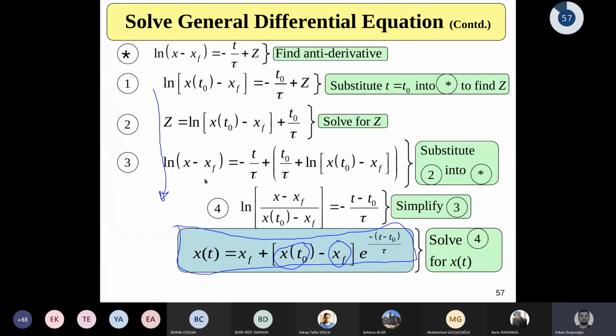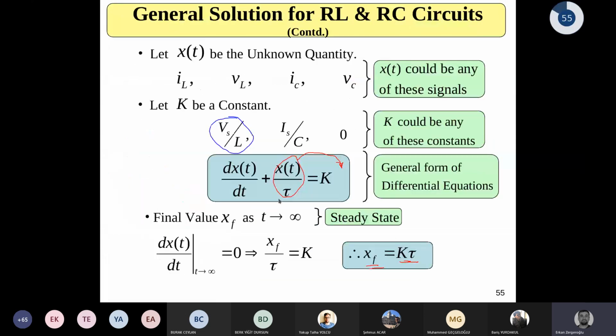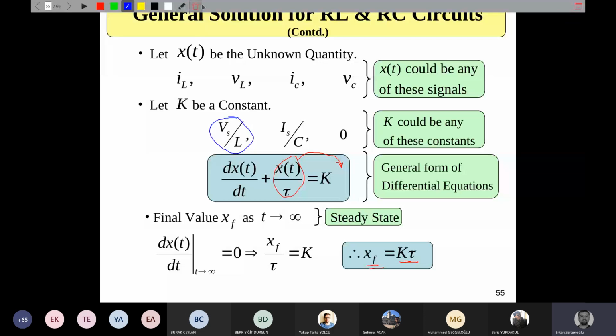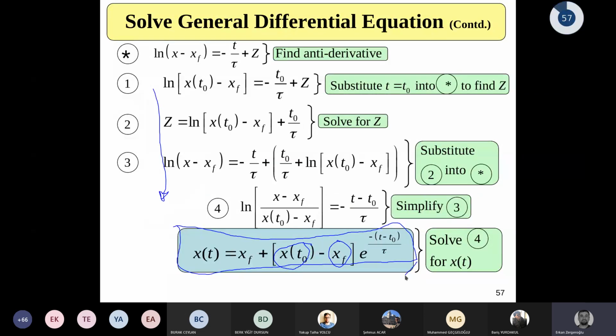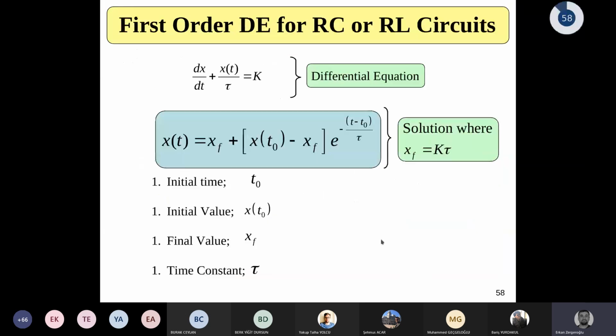But this is, as I said before, the general solution of a differential equation in this form. Not all differential equations can be solved in this form. We know the initial and final values for our system. That's why we can easily say that this is the general solution. Now, we can use this in some examples.